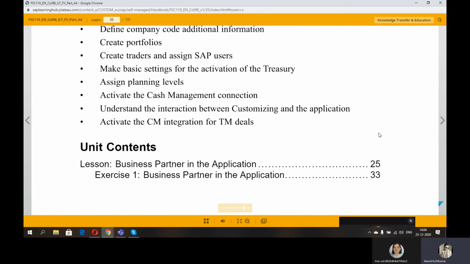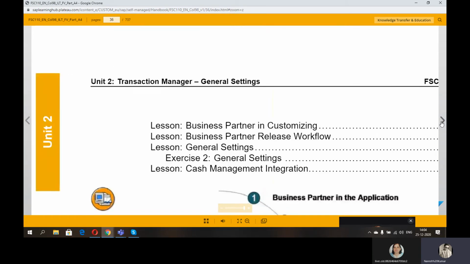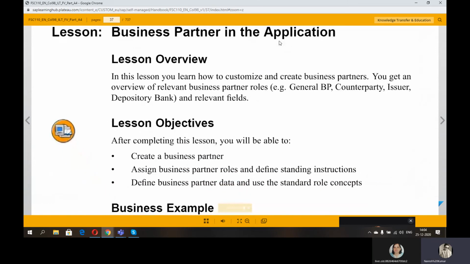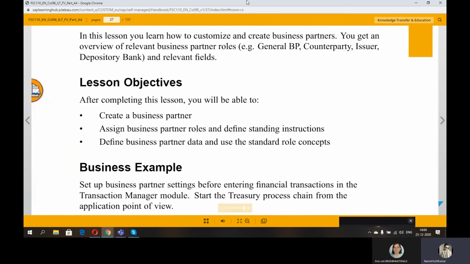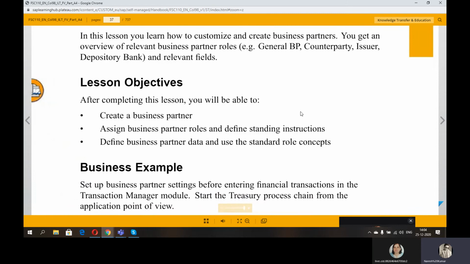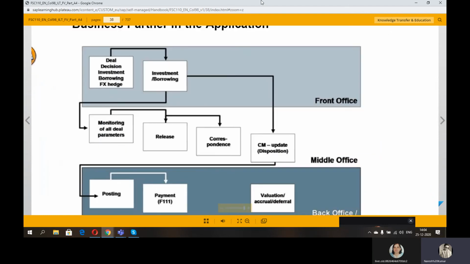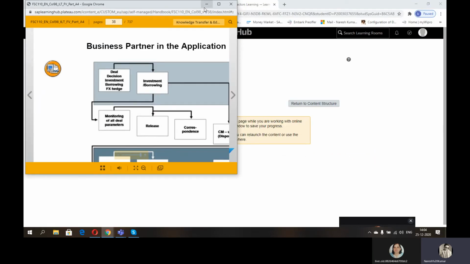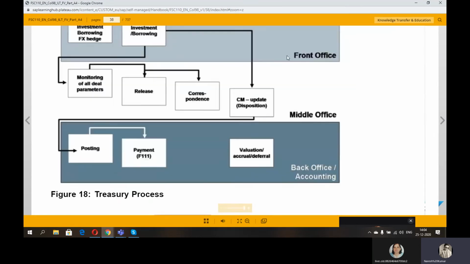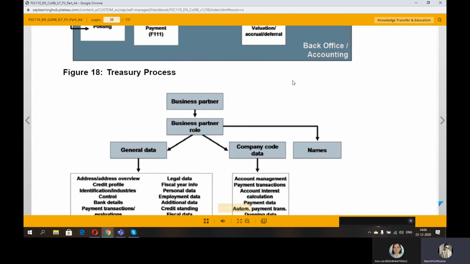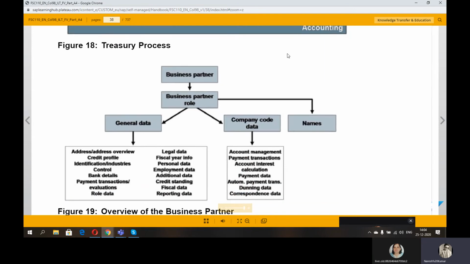Okay. So what is required to create a business partner? We will create a business partner based on setting up business partner settings for entering financial transactions in the transaction module. Okay. Business partner application for front office, middle office, back office. What will happen? We will create a business partner. We'll give a business partner role.